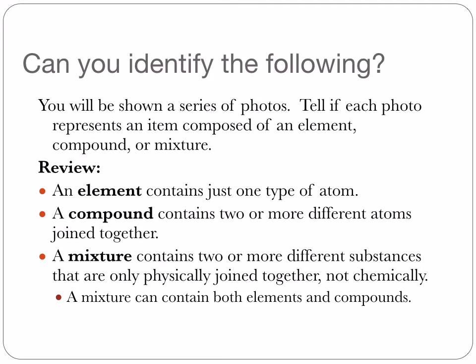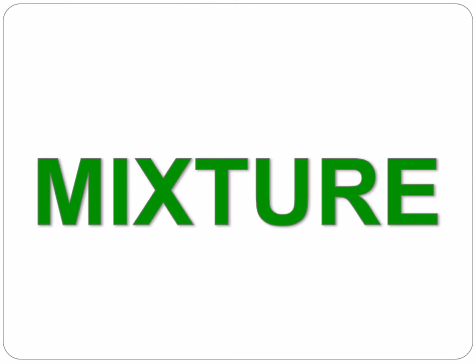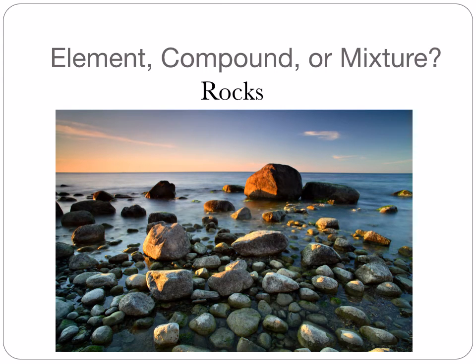Alright, so you're going to look at these pictures and you will tell me if it is an element, a compound, or a mixture. Our first is rocks. So the questions you should be asking yourself: can you separate it? Is it made of multiple things? Does it show up on the periodic table? And how are they combined? So what do we think for rocks? Element, compound, or mixture?